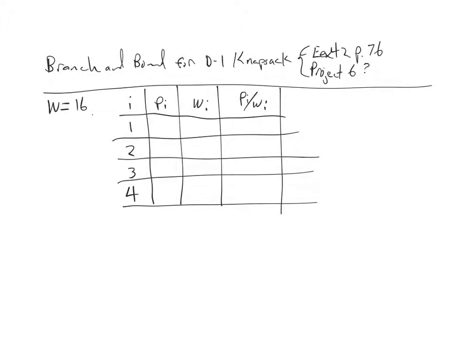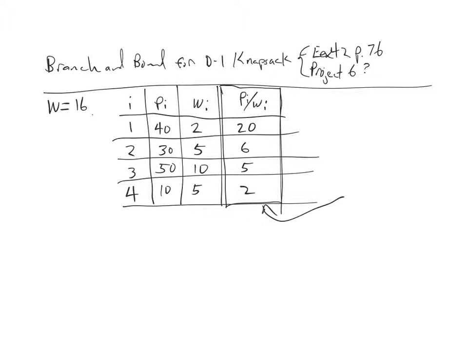So the first item is $40 and weighs 2 pounds. I don't know what the units really are, they could be anything. Item 2 is $30 and weighs 5 pounds, item 3 is $50 and weighs 10 pounds, and item 4 is $10 and weighs 5 pounds. The profit per weight values are 20, 6, 5, and 2. Of course, this third column is easily derived from the first two. It's just division, but it's convenient to have those out there because these will be used to give us the bound.